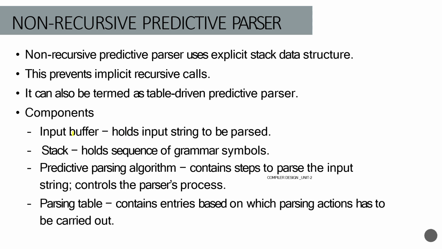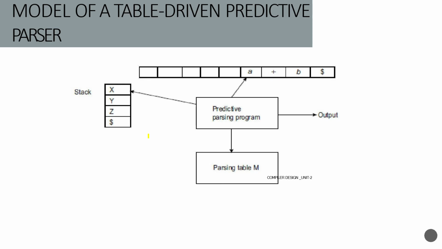What are the components here? Input buffer: it holds the input string to be parsed. Stack: it holds a sequence of grammar symbols. Predictive parser algorithm: it contains steps to parse the input string and controls the parser process. Parsing table: it contains entries based on which the parsing action has to be carried out.